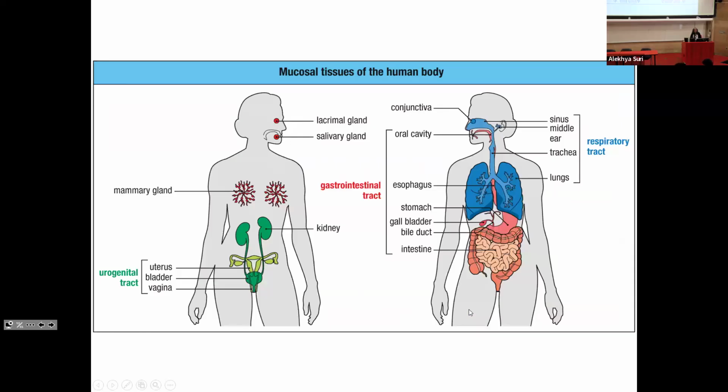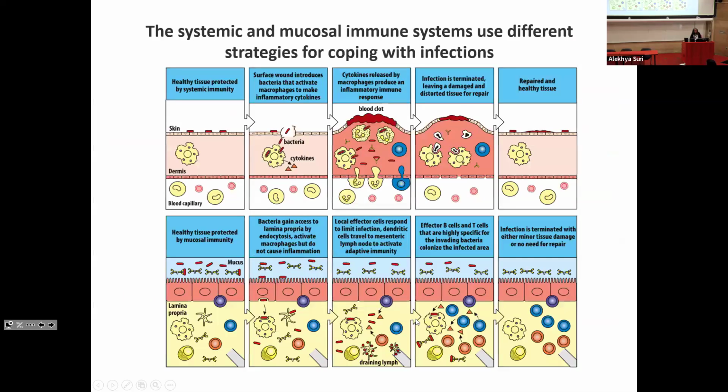I just want to touch upon this and not go into details. Besides systemic immune response, you also have mucosal immunity, or responses in the mucosal tissues that we have. For example, the respiratory tract, the intestines, the stomach, etc., where mucosal immunity is important. And just to highlight what's the difference between systemic and mucosal immune systems.